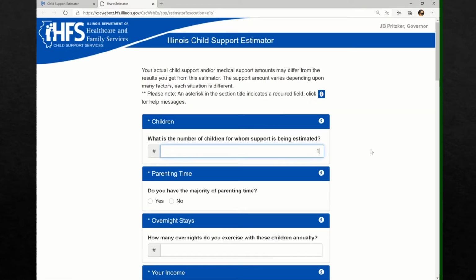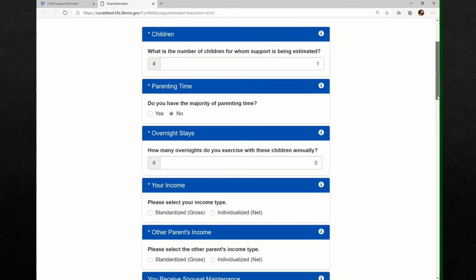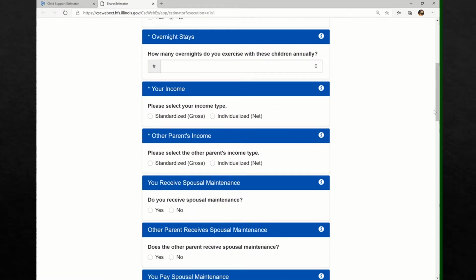So let's start. What is the number of children for whom support is being estimated? In this example, just for the sake of simplicity, let's assume that there's only the one child. Do you have the majority of the parenting time? So for this example again, let's assume that you are not the custodial parent, the other parent is the custodial parent, and you get the child for part of the year. So you share custody with your ex, with you being the non-custodial parent. So we'll say no, you don't have the child majority of the time. And let's look at the other questions.